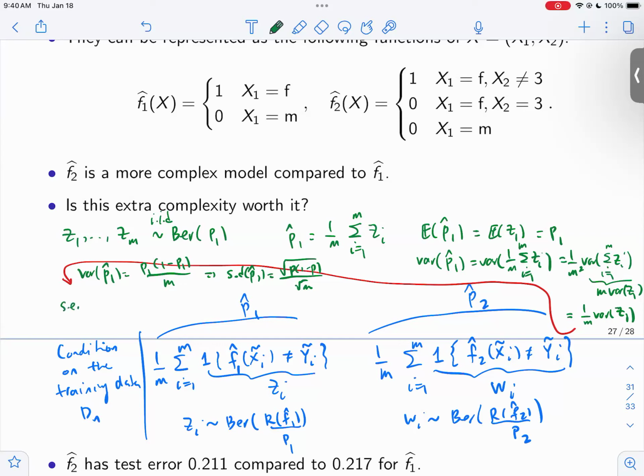And the so-called standard error is an estimate of the standard deviation. So you put p hat 1 here, and now this one you can compute. It goes down like 1 over root m, and that's what really matters. So this tells you that p hat 1 is plus or minus a factor of this, and that's your error. How many m's you use to calculate it determines how small this gets.